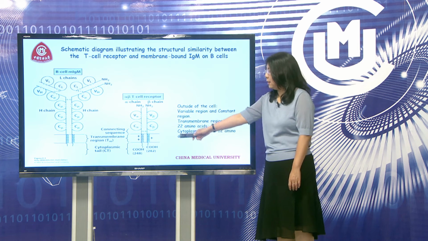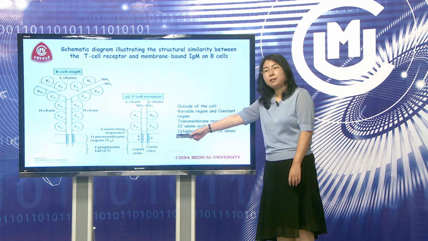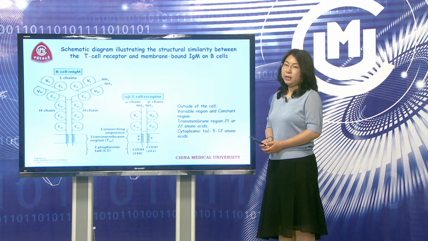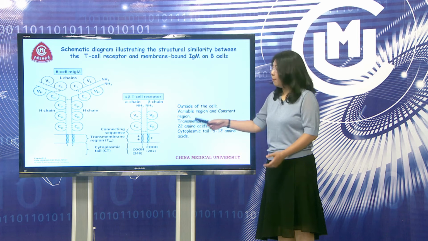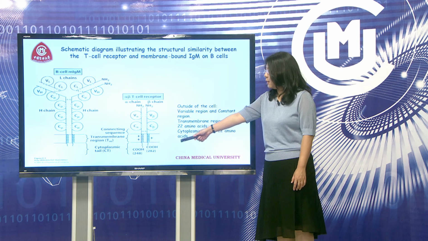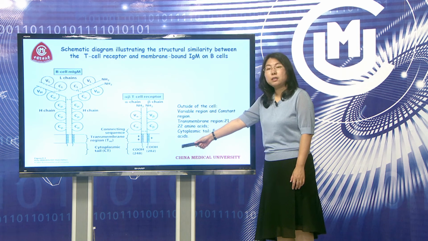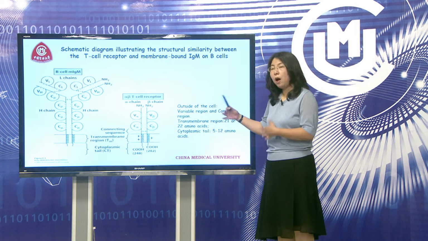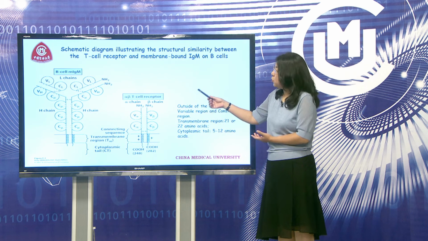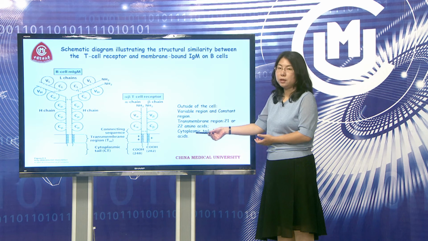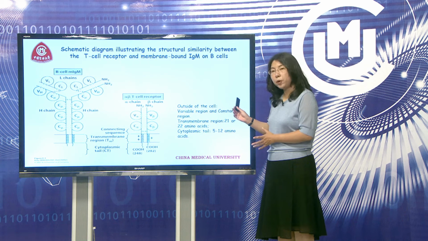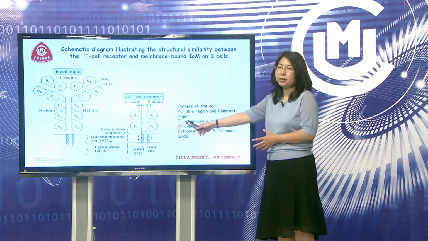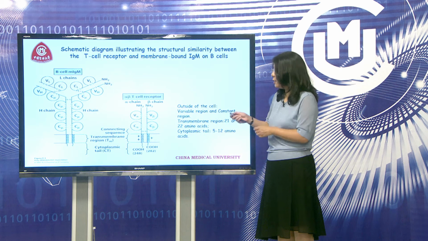But let's see. This TCR is a transmembrane protein, right? We have a very big structure outside of the cell, but the cytoplasmic tail is very short. So how can the TCR transfer this antigen signal into the T cell? The T cell has other molecules that help the TCR transfer this antigen signal.